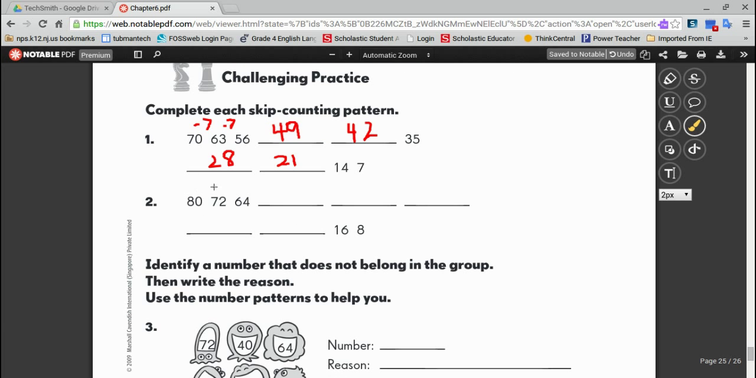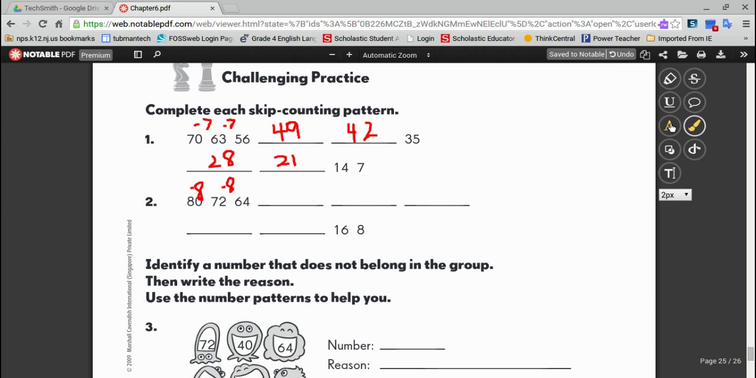Same thing, 80 going back to 72. Well, if we count backwards, 80, 79, 78, 77, 76, 75, 74, 73, 72. We know we're counting backwards by 8. So again, 72 to 64, we're also counting backwards by 8. So there we go. We know we're counting by our 8 multiples, but we're counting backwards.